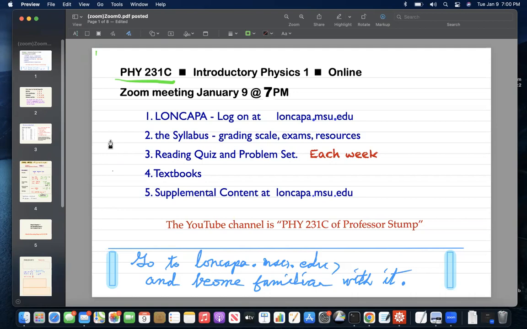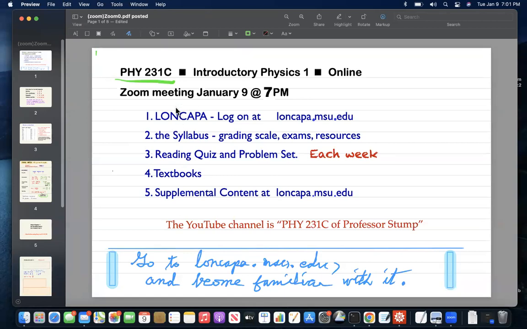In the future, we'll have a Zoom meeting every week, and the purpose of those will be to give you some hints for some of the homework. But today is a little different since the semester is just starting. I want to go over the things that are in Lon Kappa. So we'll start by going over what's in Lon Kappa.